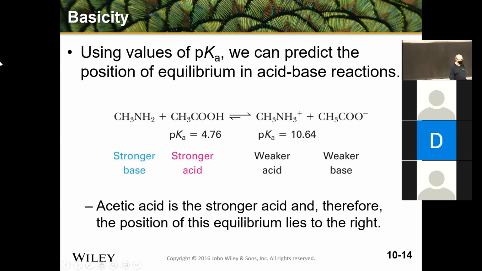All right, so we can predict the position of equilibrium using Ka and Kb values. If we take methylamine and acetic acid, acetic acid is a weak acid, and methylamine is a weak base. This will go to products because we're producing a weaker acid. A larger pKa means a weaker acid. So the position of equilibrium lies to the right.